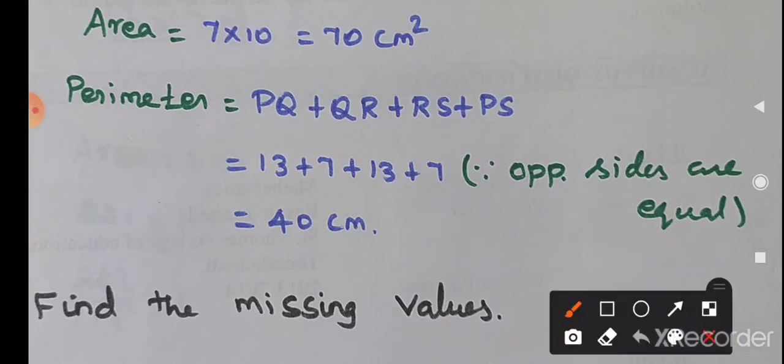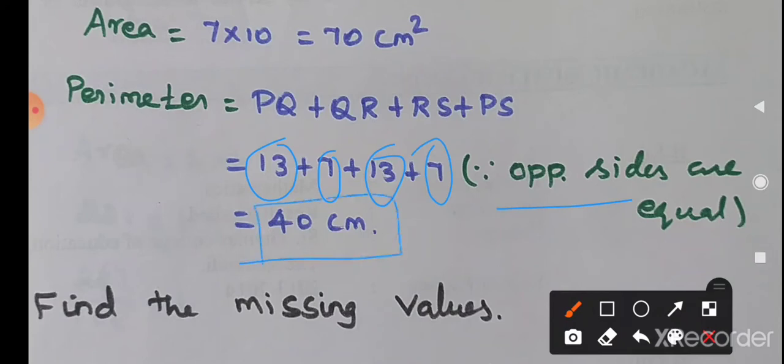Opposite sides are equal, no? So here 13, here also 13, here 7, here also 7. So the perimeter is 40 centimeter and the area is 70 centimeter square. That's it.